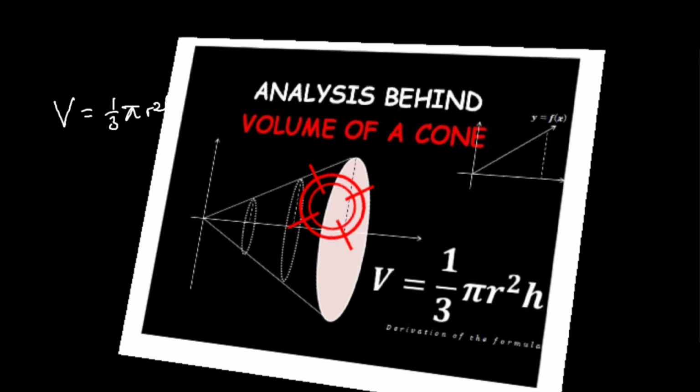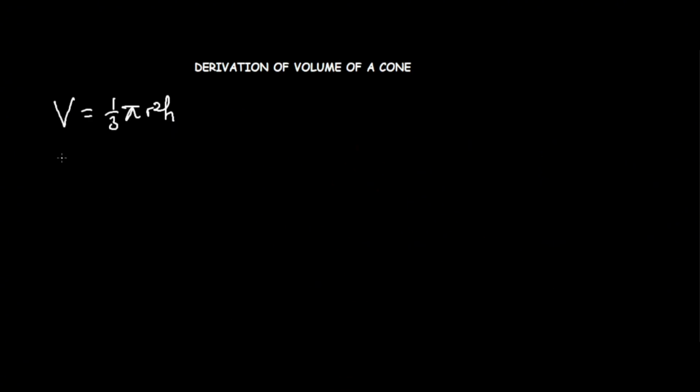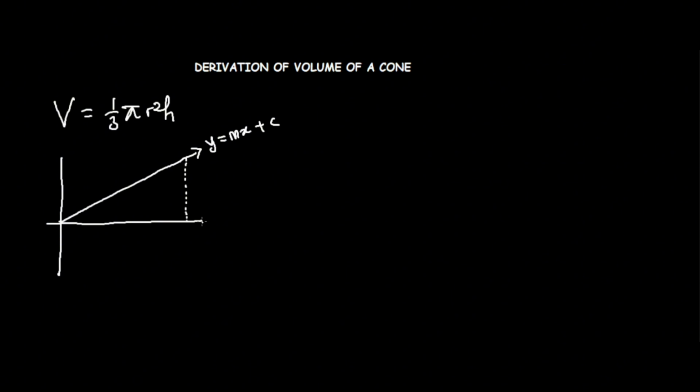So quickly, let me just give you the analysis. If I have a graph, a linear graph basically, a linear graph mathematically is y equals mx plus c, right? Then let me bring this one down onto the x-axis.